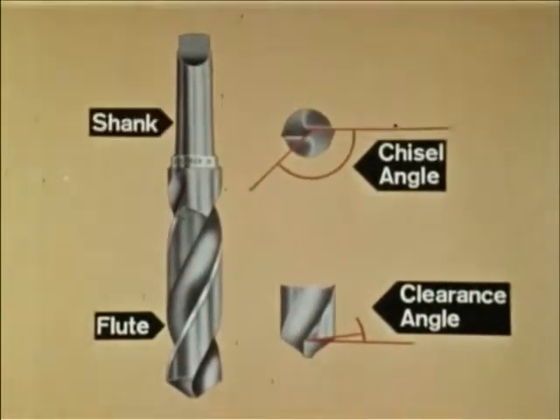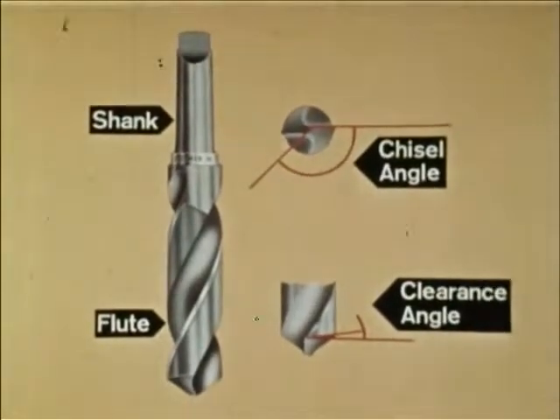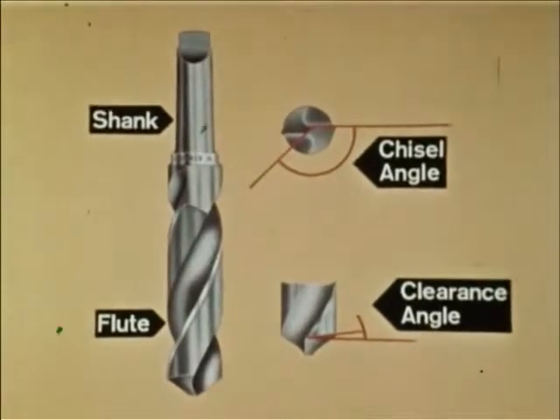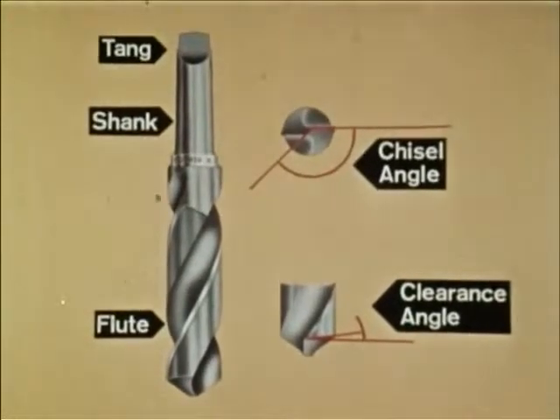The shank makes firm contact with the socket of the machine, and this contact provides the only source of drive, commonly known as friction drive. The tang on the shank is not intended to transmit the drive. It's only there for ejection purposes.